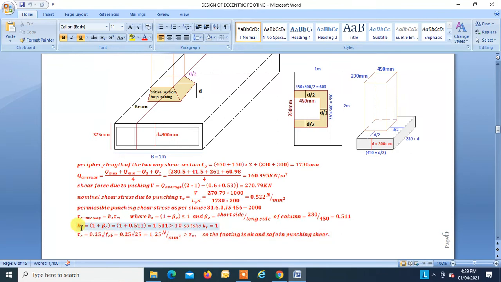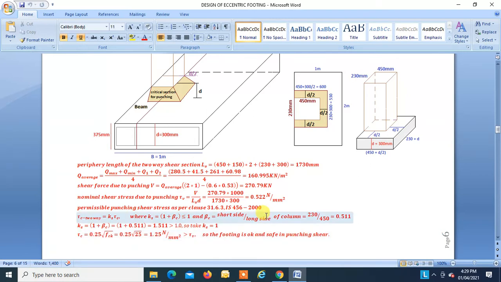So Ks is found to be 1 plus 0.511, that is equal to 1.511, which is greater than 1. Ks cannot be greater than 1, so we will take Ks equal to 1. So tau c max is equal to 1 into tau c, where tau c is equal to 0.25 into under root fck, that is equal to 1.25. This is our final permissible shear stress in case of punching shear, which is greater than tau v. So it is safe in punching shear stress.